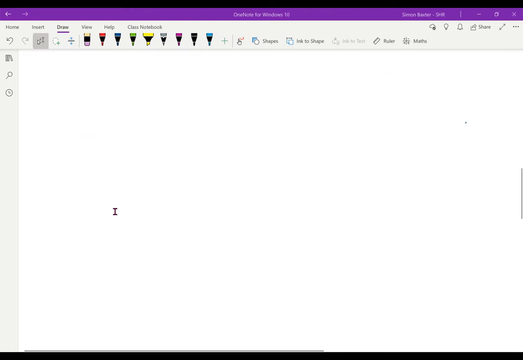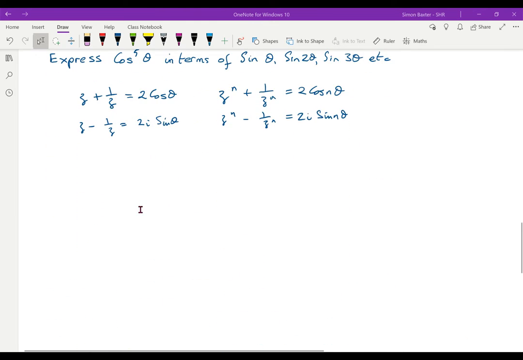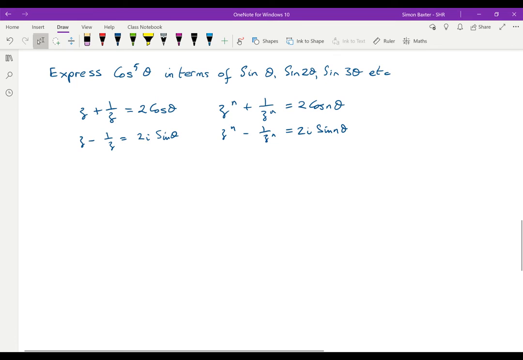Right, let's look at an example. Express cos to the power 5 theta in terms of cosine theta, cosine 2 theta, cosine 3 theta, etc. Well, I've put down here the little equations that we have just proved. We want cos to the power 5. So we start with this equation, and we raise it to the power 5. So I start with 2 cos theta equals z plus 1 over z, all to the power 5 on both sides.